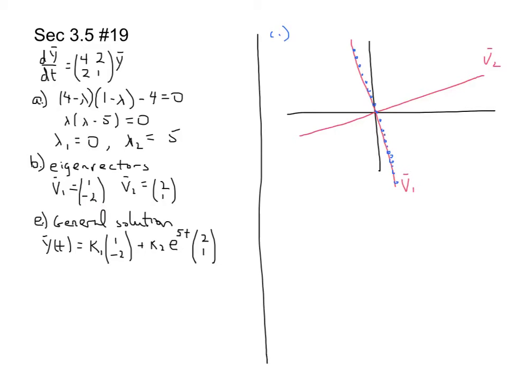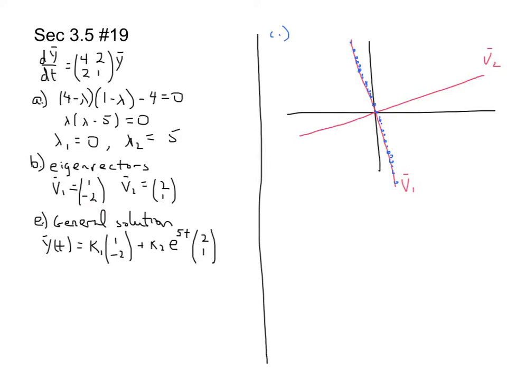Okay. So if you were to start at a point on this line, you would not move. You would stay on this line. You're an equilibrium solution. I can verify that quickly. I'll do it later. Okay. So that's the first part.